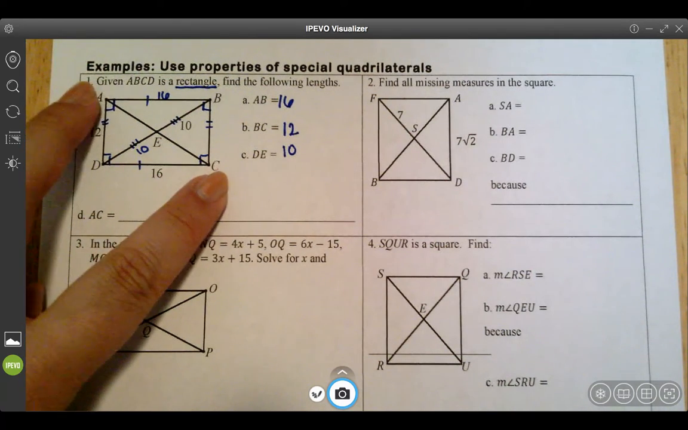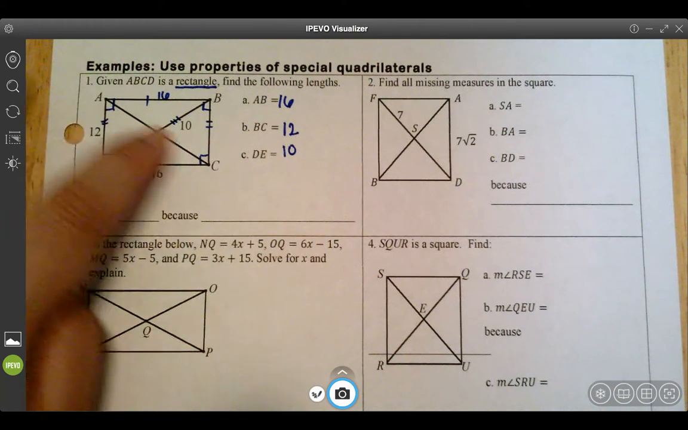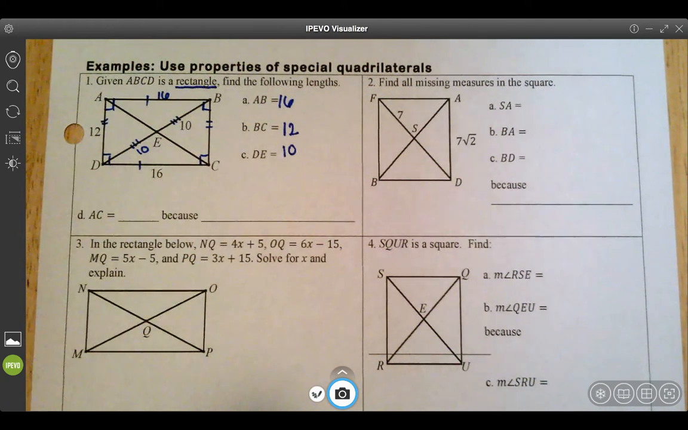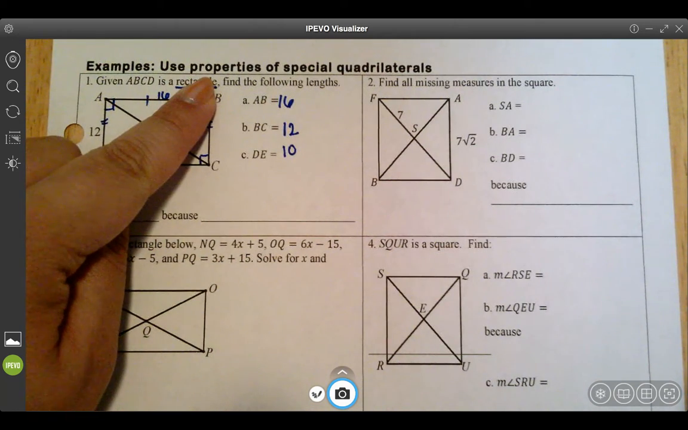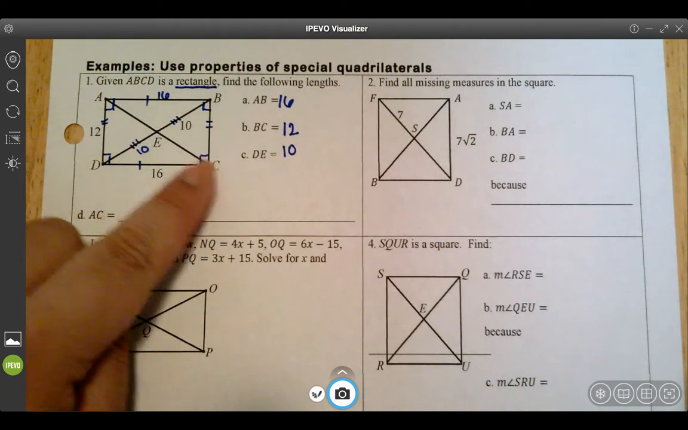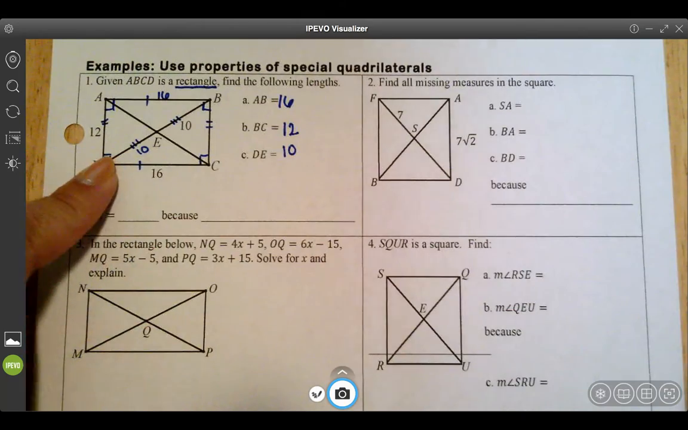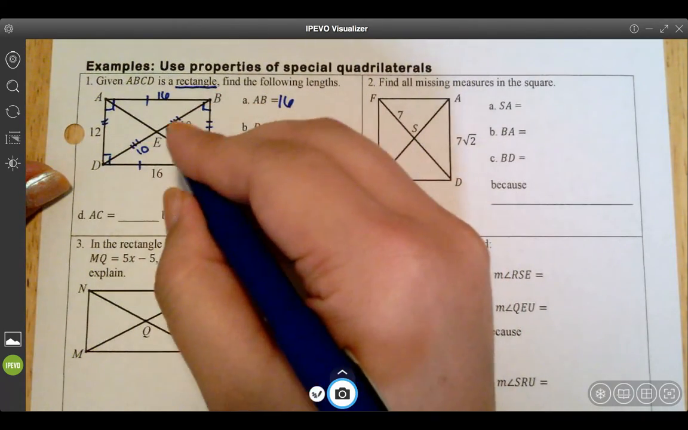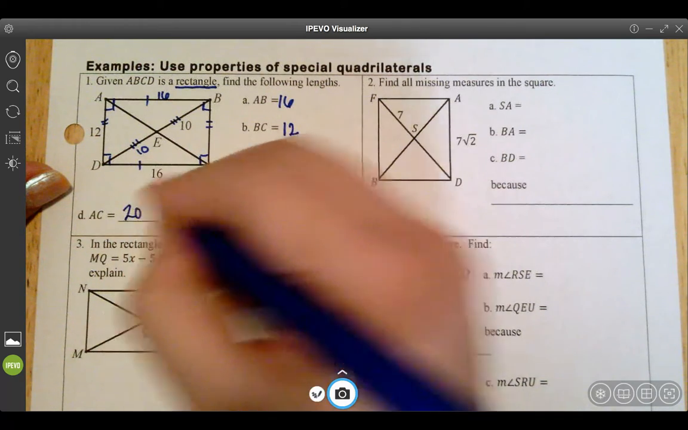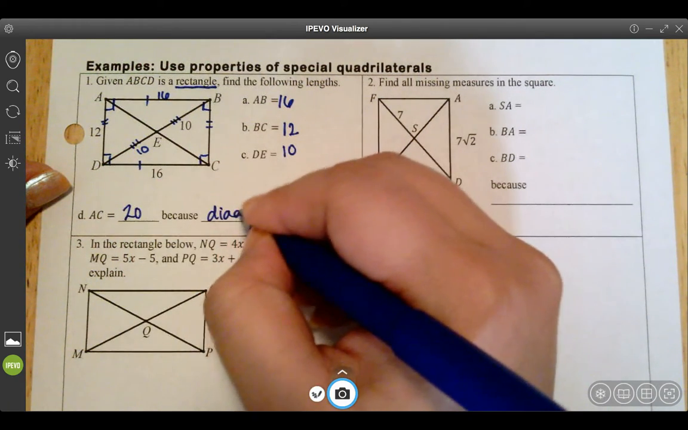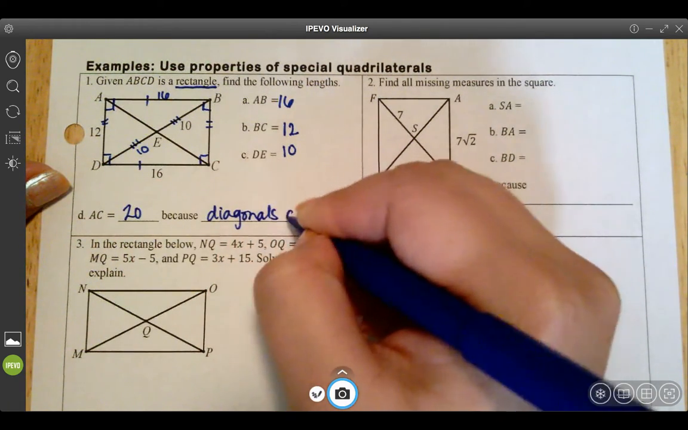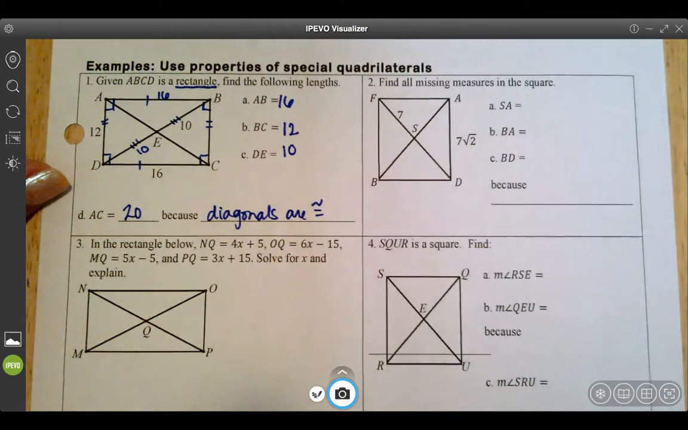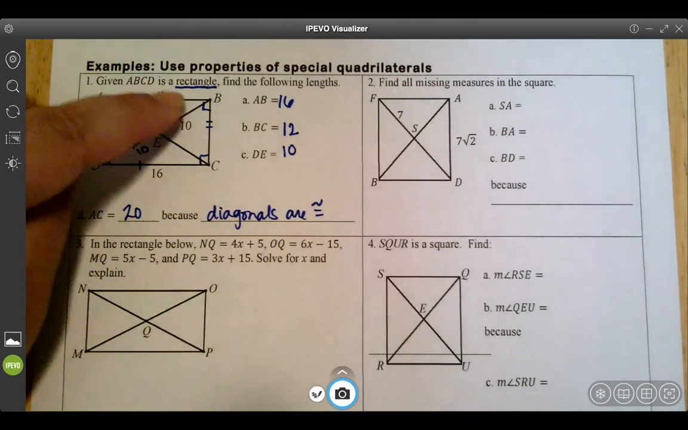But in order to find AC, which is our second diagonal here, we don't have any measurement on segment AC. And therefore, we have to use the fact that this is a rectangle to say that this diagonal has to be congruent to our other diagonal. And so BD, the other diagonal, is 10 plus 10, which is 20, because diagonals are congruent, specifically for a rectangle.